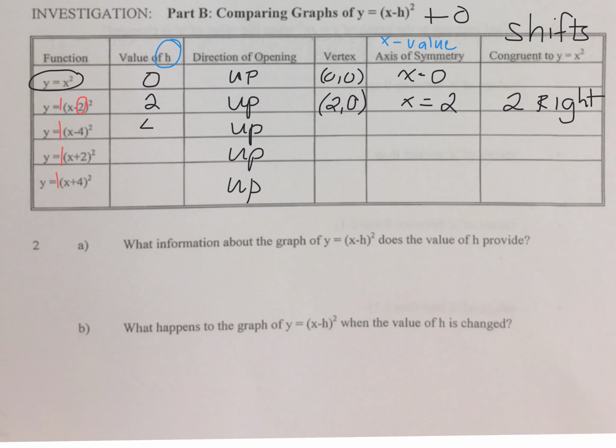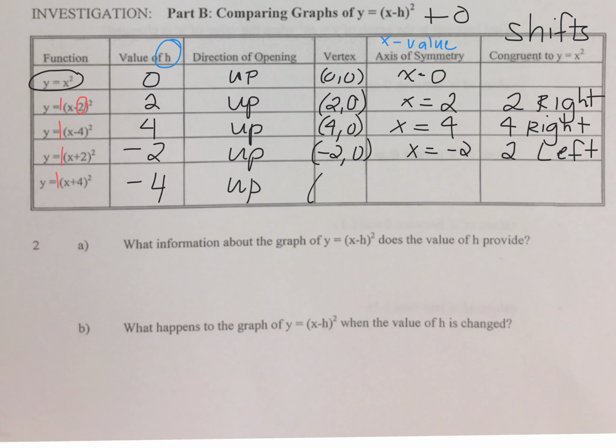Good. The value of h here is 4. So the vertex is located at (4, 0). X equals 4. Which way does this move? 4 to the right. Alyssa, the next one. Good. If the equation is x plus 2, the h value is negative 2. Who got that one right? So the vertex is located at (negative 2, 0), which means that x is equal to negative 2, and it's going 2 to the left. Good. Last one, Lee. Good.